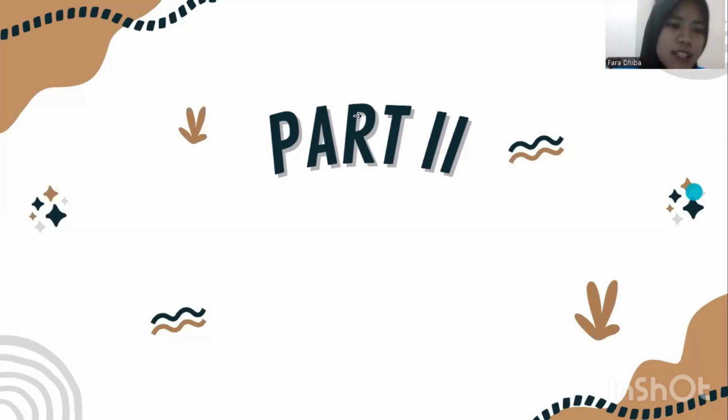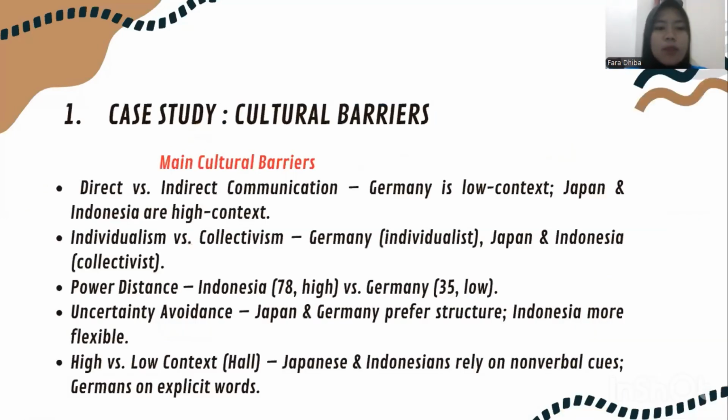The first case is cultural barriers. A team of employees from Indonesia, Germany, and Japan are working together on a joint technology project. During meetings, the German manager often gives direct feedback. The Japanese member remains silent when they disagree, and the Indonesian team tries to avoid confrontation to maintain harmony. After several weeks, communication starts to break down, and deadline problems and misunderstandings occur. The task and question: identify and analyze the main cultural barriers in this situation.